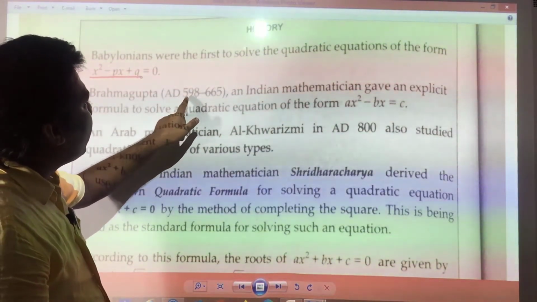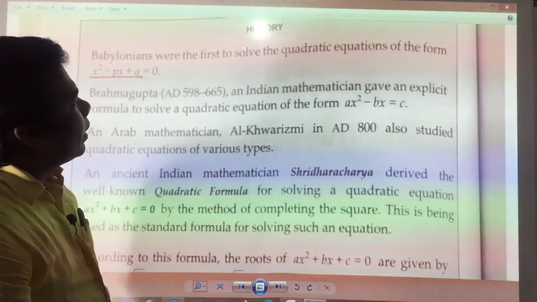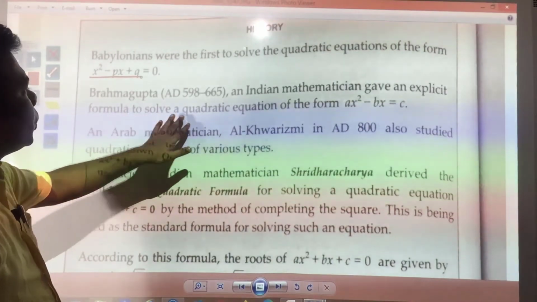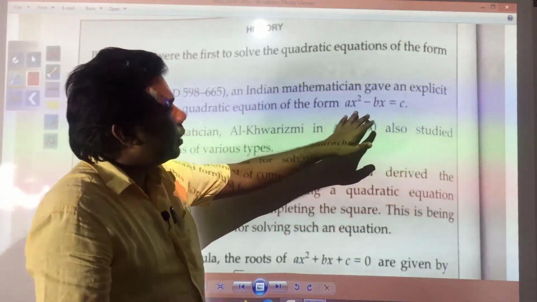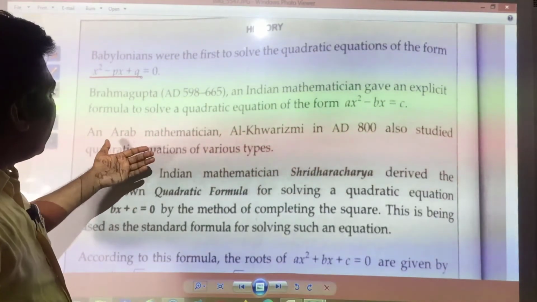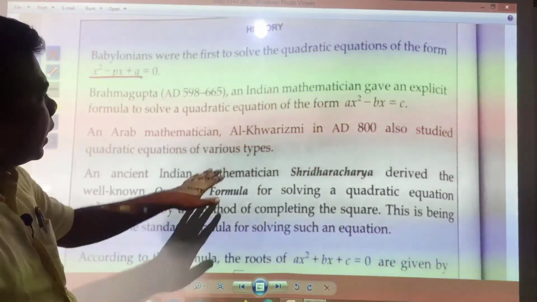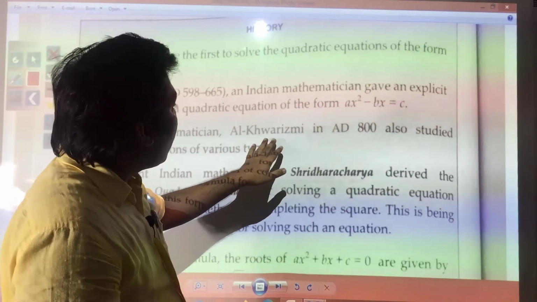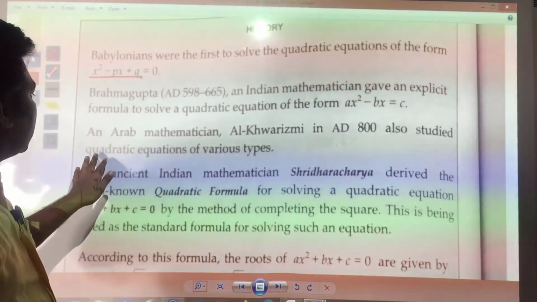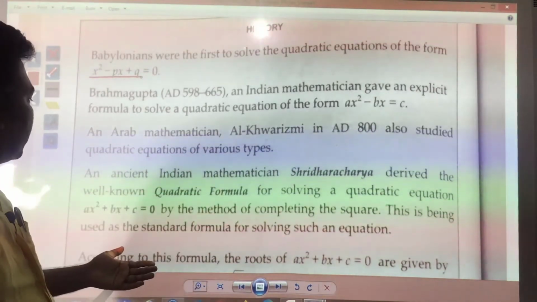Brahmagupta, that is from India, in AD 598 to 665, an Indian mathematician, gave an explicit formula to solve a quadratic equation of the form ax square minus bx is equal to c. And then an Arab mathematician, Al-Khwarizmi, in AD 800 also studied quadratic equations of various types.